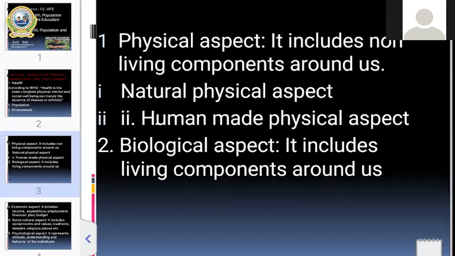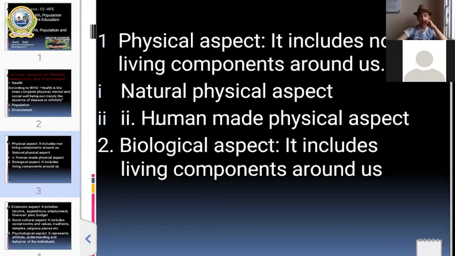Okay, my dear students, once again you can see on the screen the second major aspect of health, population, environment, education: the biological aspect, right? And this biological aspect is just the opposite of the physical aspect. Physical includes non-living components, right? And this biological aspect includes different living components around us. You can take some examples of biological aspects like human beings, different plants and animals, birds, and other different microorganisms.